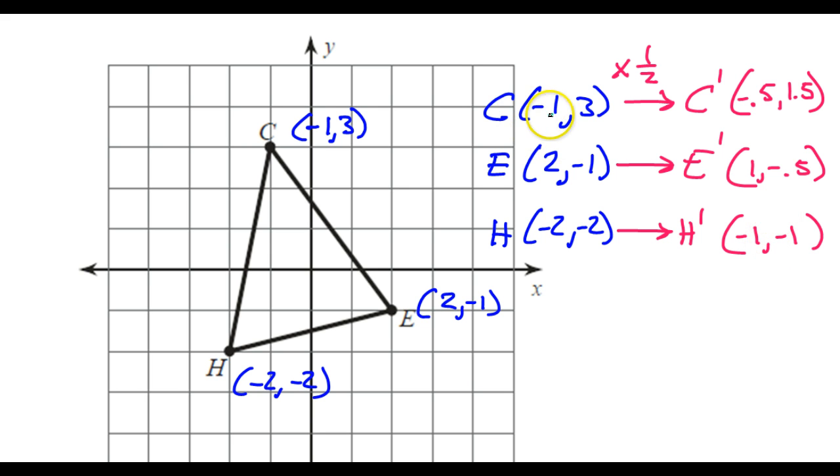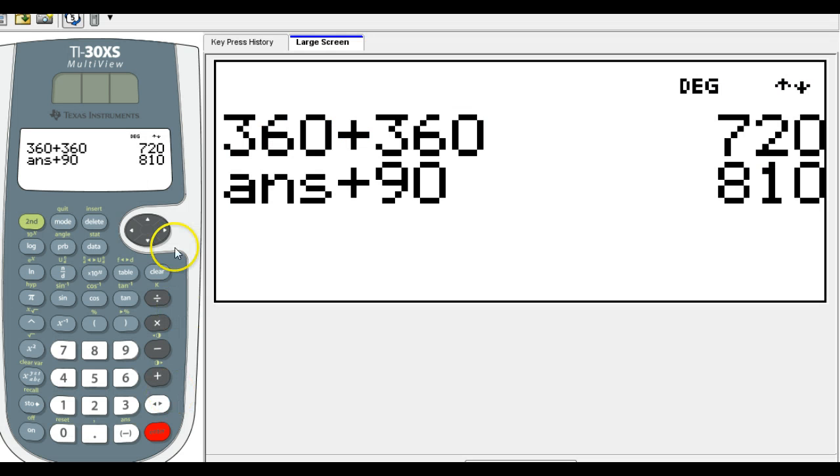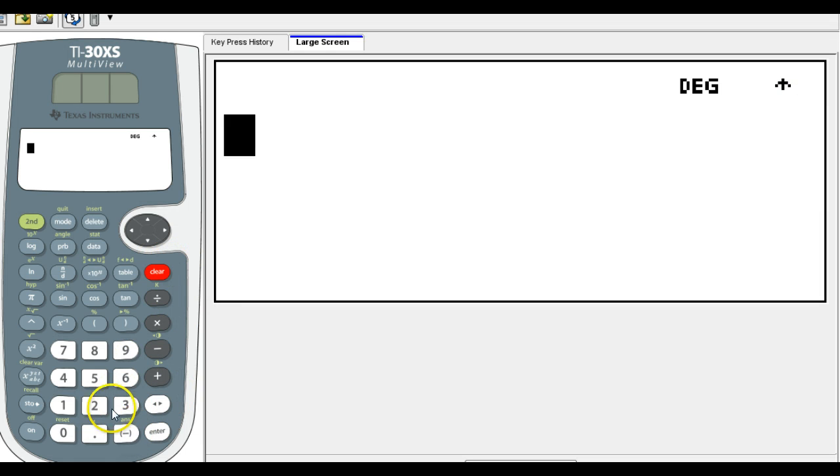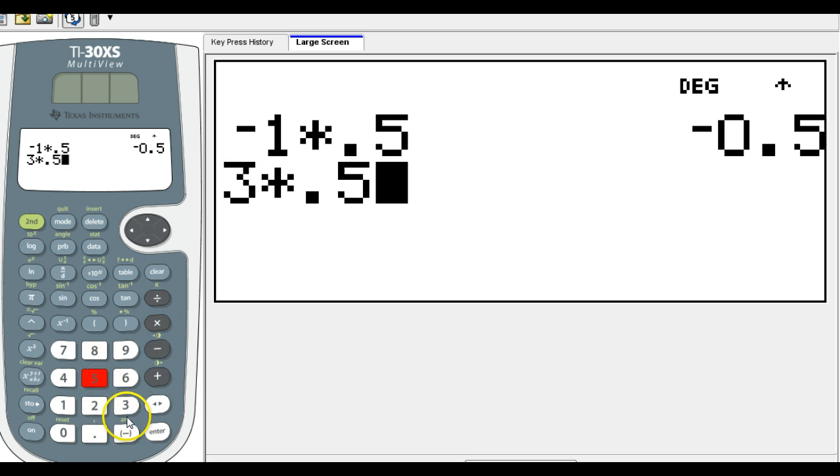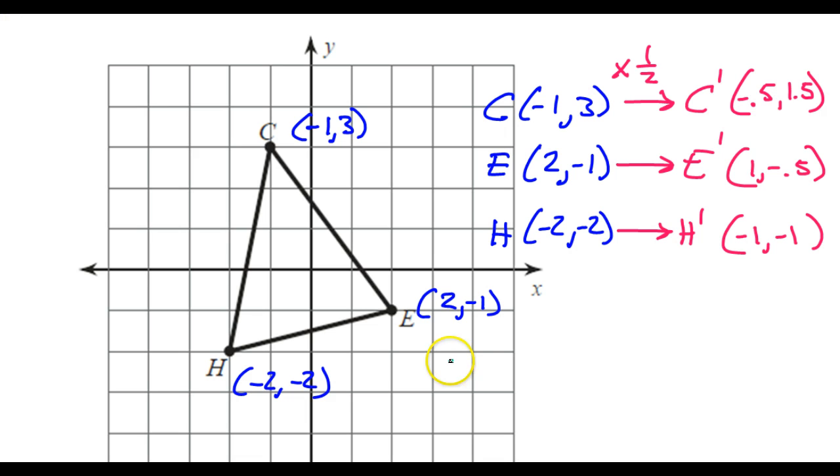So for example, I did half of -1, and half of 3. I mean, you shouldn't need a calculator for this, but if you did, you could take -1 times 0.5, like they gave us in the first place, or you could do 3 times 0.5. Okay, so that's where we got -0.5 and 1.5. So if you graph each of these new vertices, that will show you the dilation.